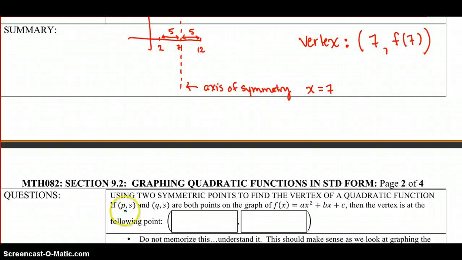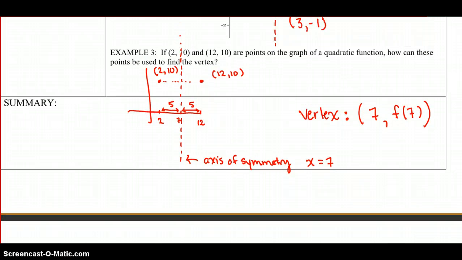So now when we put the stuff in formula form with lots of letters for variables, things always look more complicated than they are. But using two symmetric points to find the vertex of a quadratic function. So if we think back to this prior example where we had a point at (2, 10) and (12, 10). Okay, so these points both were at the same height, symmetric about the axis of symmetry. And so the x-coordinates were at 2 and 12. And so to get that axis of symmetry, we average those two endpoints to get our x equal to 7. And then to get the output, we would have to put that then through the function.